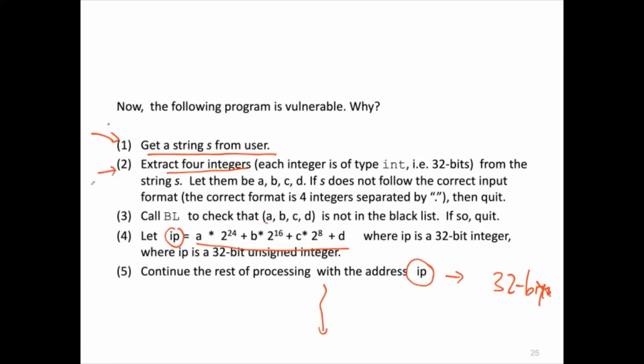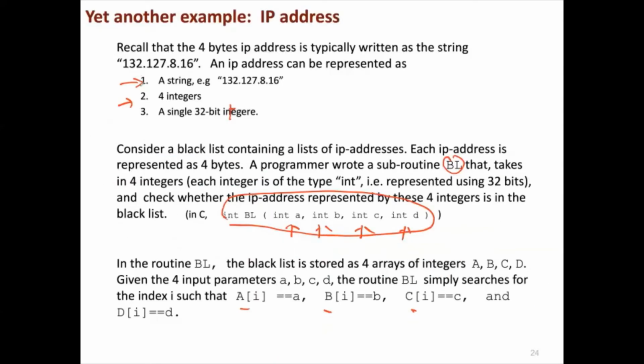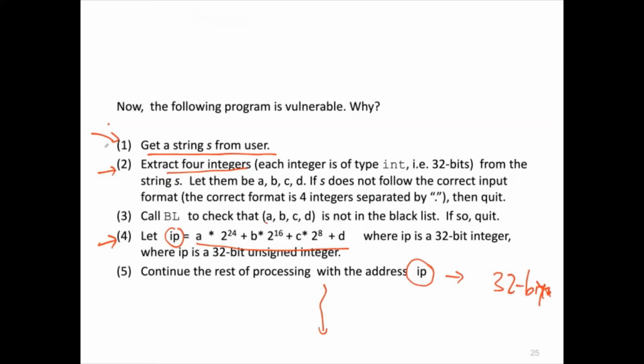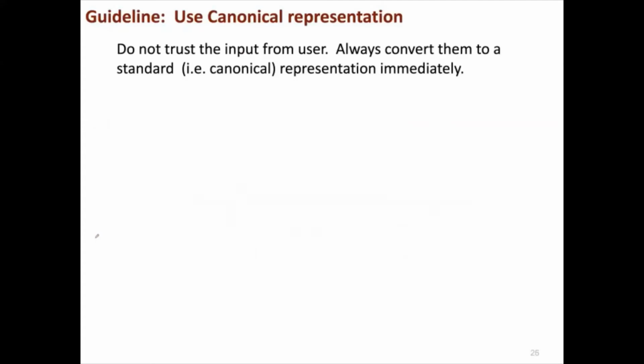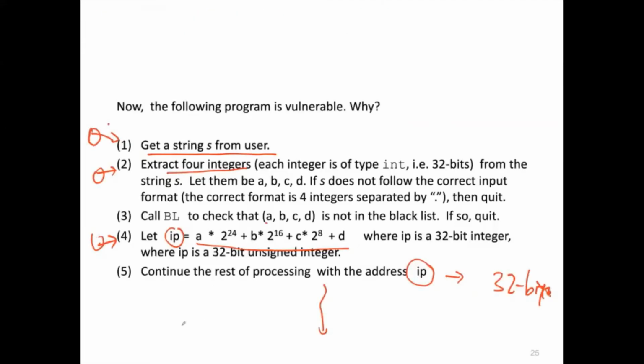How to prevent such attacks? Typically the guideline is to use what we call canonical representation. Only use one representation, and do not trust the input from the user. When you get any input from the user, convert it to a standard canonical representation immediately and use it consistently throughout the whole program.